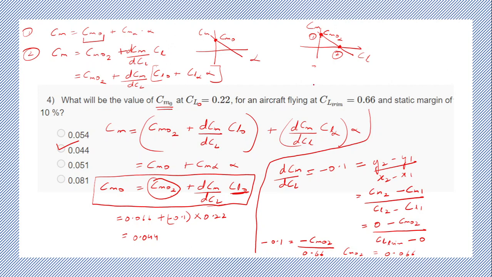So the only thing you need to remember is that this Cm naught and this Cm naught are different. They're not the same quantity. For a symmetric airfoil, it will be the same. So these two equations, though they follow a similar trend, the intercepts are not the same. The slopes are also not the same. The slope for this curve is dCm upon dCl. The slope for the previous curve is dCm upon d alpha. The slope will be different.